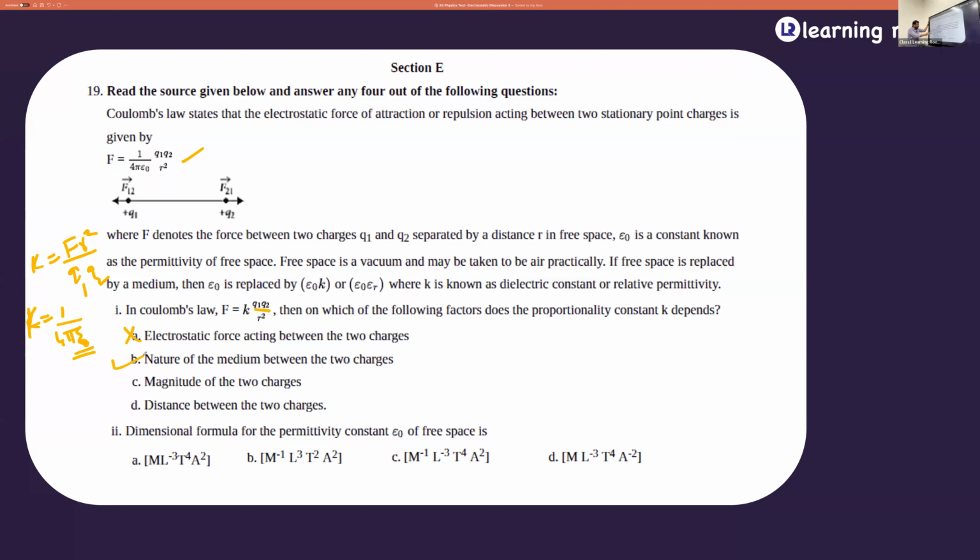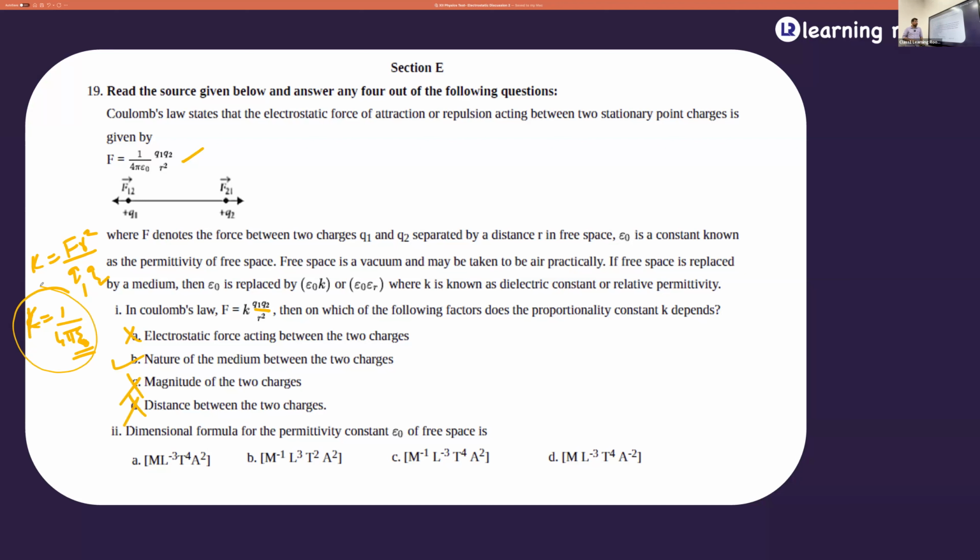Because if you write it like this, you will say it depends on the magnitude of charges. No. Depends on the distance of separation. No. Because this is the expression. Had it depended on all those values, you could never write the value of K as 9 into 10 power 9. You would have changed it from problem to problem.